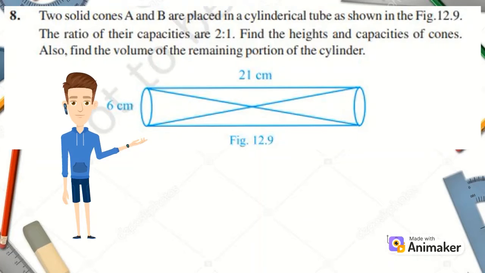So, in this, first we have to find the ratio of their heights, as the total height is 21 centimeter and the diameter is 6 centimeter. Then we have to calculate the volume of the remaining portion.